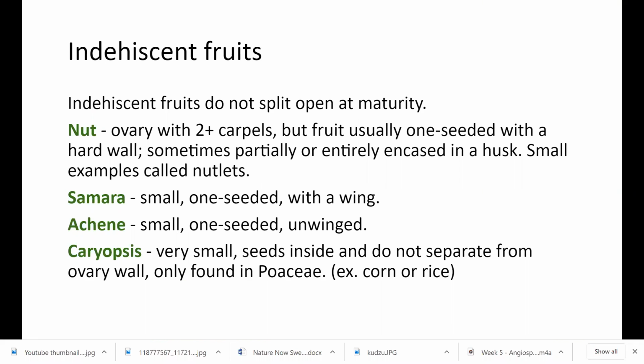So just to wrap up, the different types of indehiscent fruits that we have in trees, right? Remember that indehiscent fruits don't split open at maturity. And we have examples of a nut, which is an ovary with 2 or more carpels, but the fruit is usually one-seeded with a hard wall. Sometimes it's partially or entirely cased in a husk. Small examples of nuts we call nutlets. Samaras are small and one-seeded, and they have a wing, so the wing grows out from the ovary wall. We have Achenes that are small and one-seeded that do not have wings, and a Caryopsis, which is really tiny and only found in the grass family.